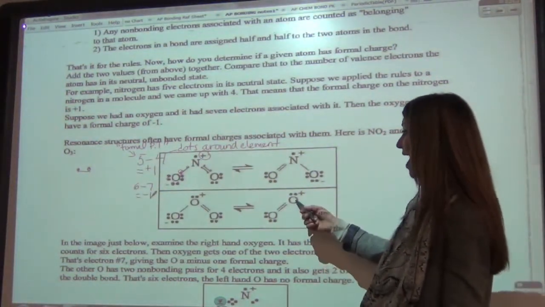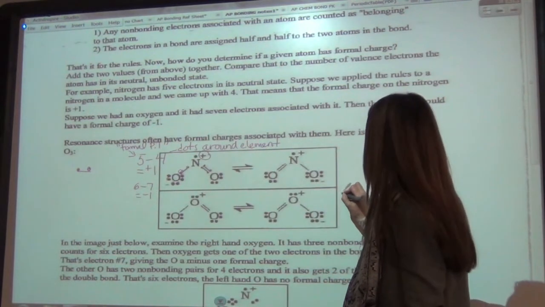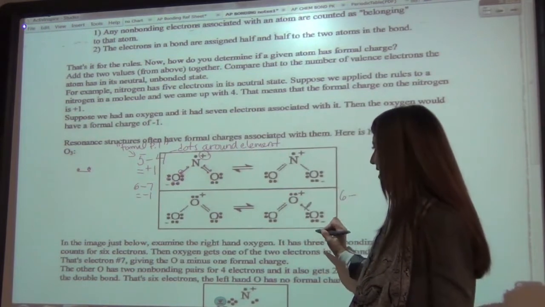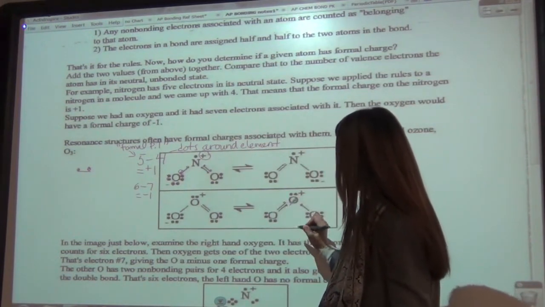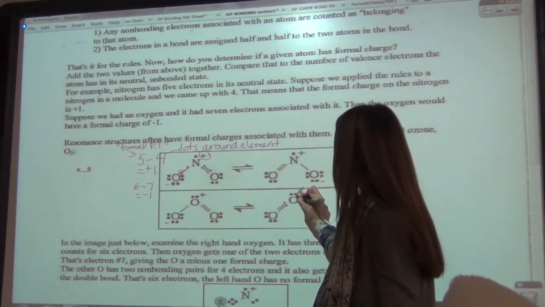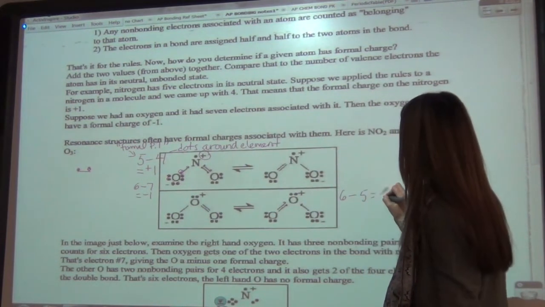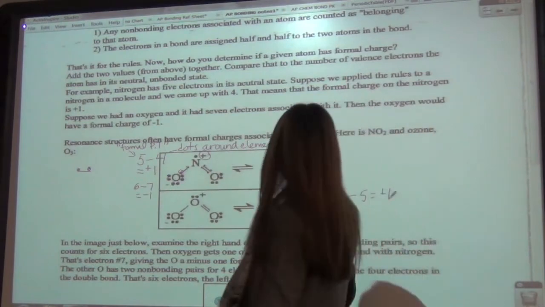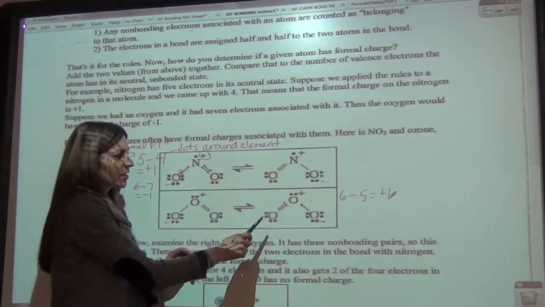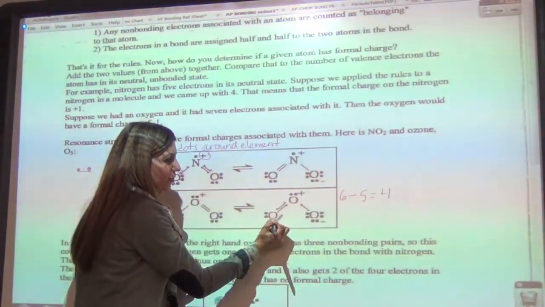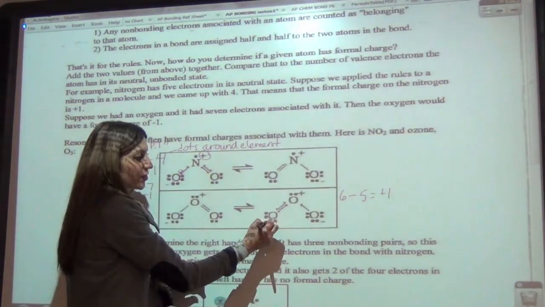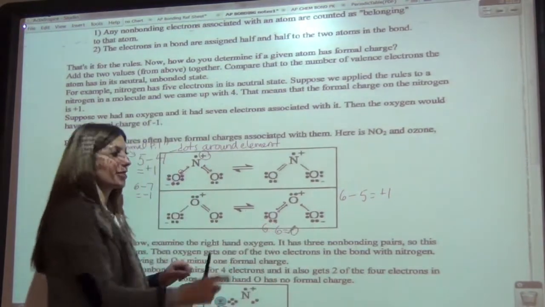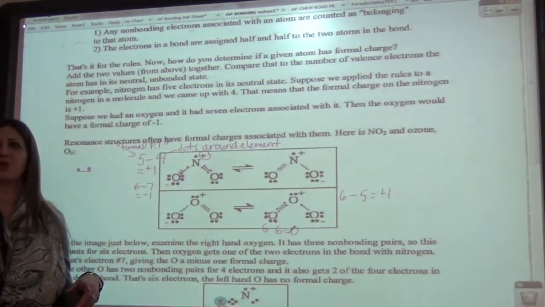So let's check this one out. Oxygen, we said, should have how many? 6 formally, so that's your formal number, minus. Here I've got 1 dot for this oxygen, 1, 1, so that's 3, 4, and 5. So 6 minus 5 would give us a +1. And around this one, let's try this oxygen over here. Here I've got 1, 2, 3, 4, 5, 6. So this one will be what? 0. 6 minus 6 equals 0.